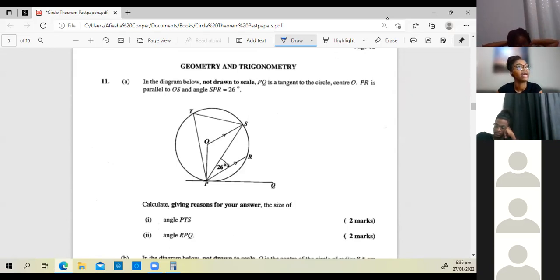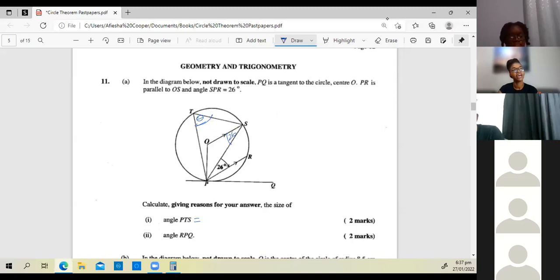All right, let's go. Angle PTS. Make sure we read everything. PQ is a tangent. O is the center. PR is parallel to OS. So they tell us that for a reason. Matthew, this question is on you. What's PTS? 64. How did we get that? It's 2 marks. OSP equals 26.